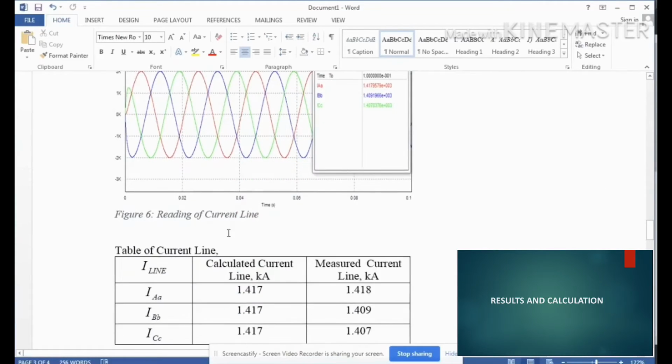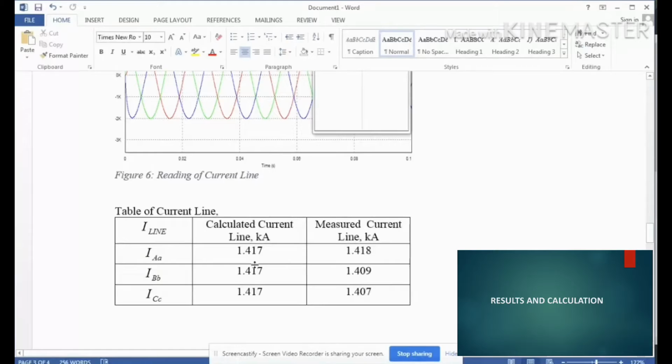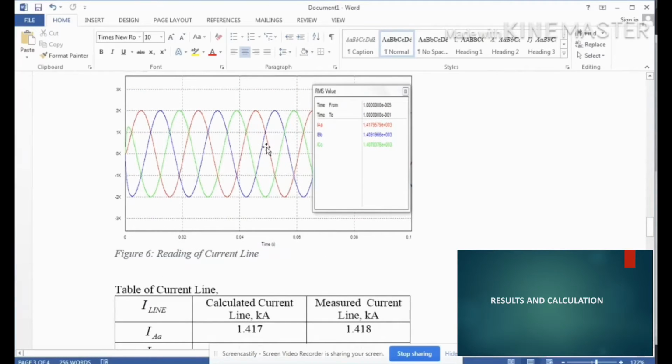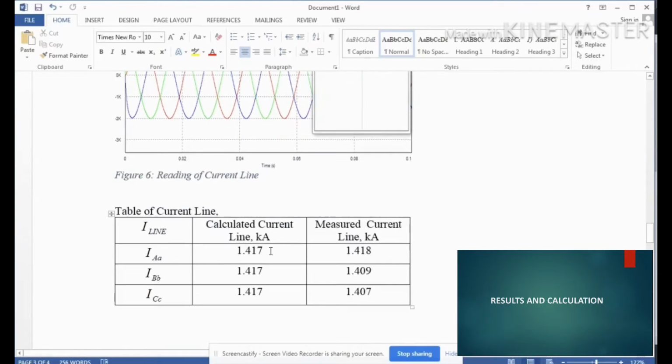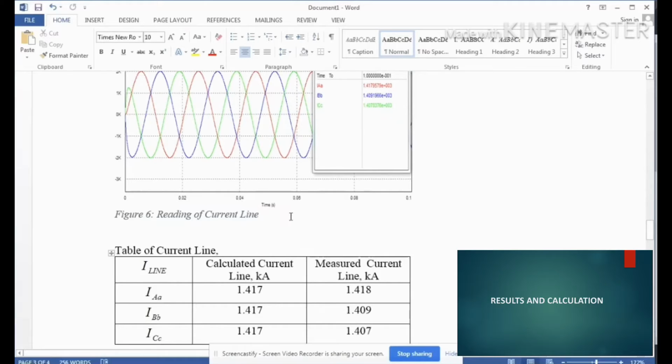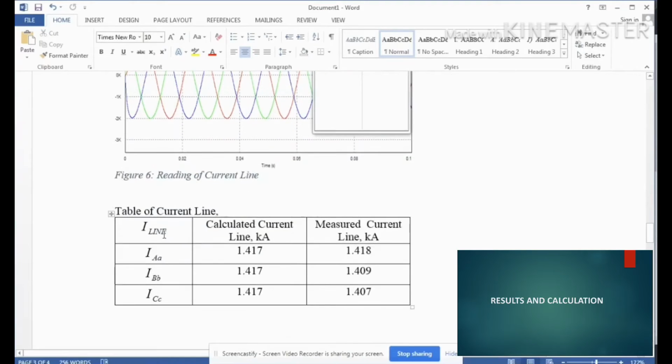Next, for line current, the value that we calculate is 1.417 kiloampere, but from the measured value from PSIM, we got IAA is 1.418 kiloampere, for IBB is 1.409 kiloampere, and for ICC is 1.407 kiloampere. The measured line current is slightly different from the calculated value for line current, as you can see here.